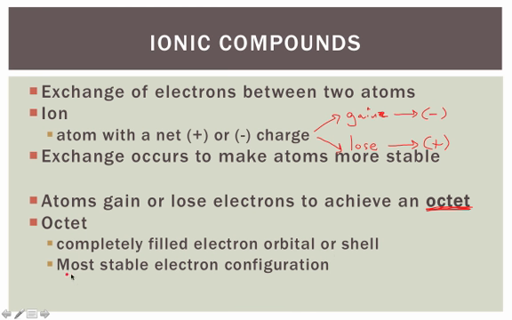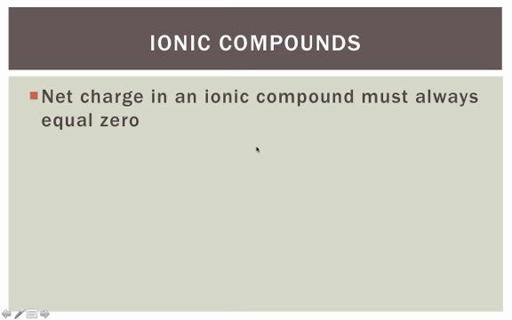This represents the most stable electron configuration that an atom can have, and this ties us back to the idea we mentioned before, that these atoms are gaining or losing these electrons to increase that level of stability. An octet just happens to be the most stable configuration. One last thing I want to talk about before we move on is the fact that in ionic compounds, the net charge of an ionic compound always must equal 0. So the question at hand is what does that actually mean?